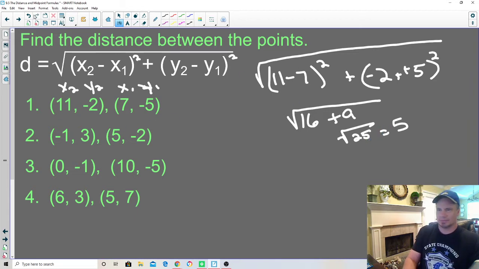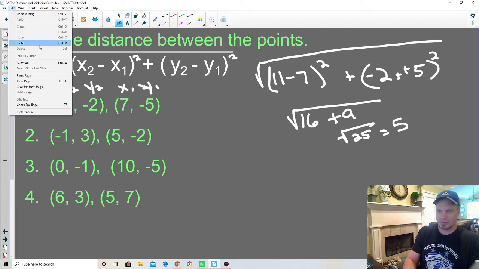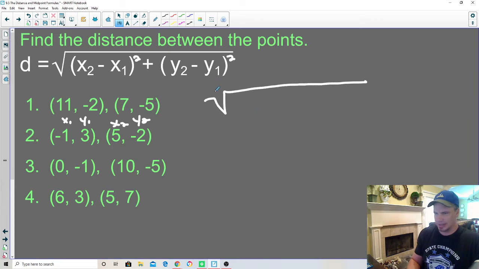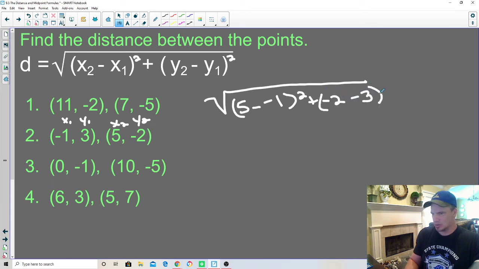So let's look at the next one. I think clearing the ink would be good. Okay, x1, y1, x2, y2. So we're going to draw a big square root sign. If you don't put it on there, you'll forget it later. It happens all the time. So it's going to be 5 minus negative 1 squared plus negative 2 minus 3 squared.